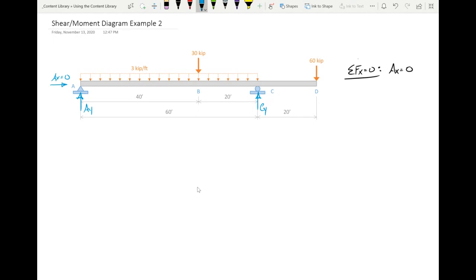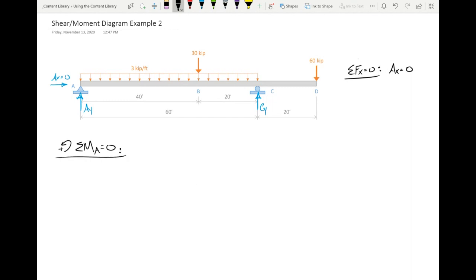Okay. So we're going to approach this the same way that we've done previous problems. We're going to sum moments at A to determine the reaction at C, and then sum forces in the Y direction to determine the vertical reaction at A. So I'll go ahead and start that out. So I'll say the sum of the moments at A is 0, and then we'll take moments that way to be positive, and we'll chug this out.